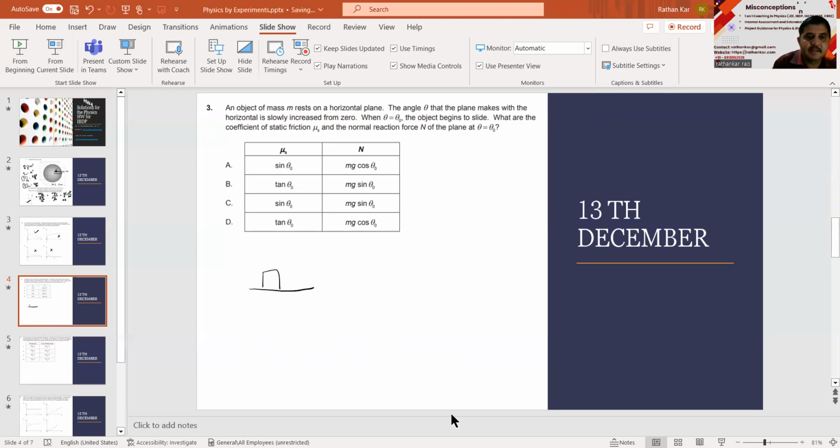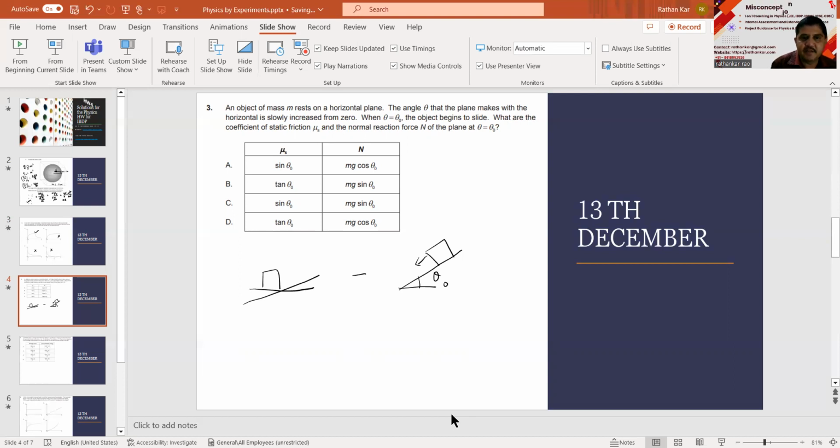On a horizontal plane, the angle theta that the plane makes with the horizontal is slowly increased from 0. So what do I do? Let me increase this plane like this. Now it is increased with respect to the horizontal. When theta equals theta naught, the object begins to slide. The object begins to slide at theta naught.